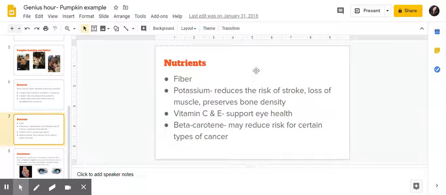Here you'll see that pumpkins have fiber. They also provide potassium, which can reduce the risk of stroke. It also reduces the risk of loss of muscle, and it preserves bone density. Pumpkins also provide vitamin C and E, and they support eye health. And then pumpkins may also reduce the risk for certain types of cancer.